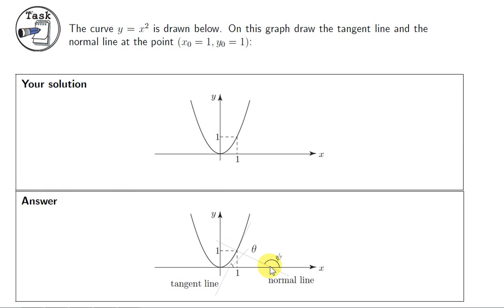Next, we will consider the idea of a normal line to a curve. Here we have the curve y equals x squared, and we're looking at the point 1, 1 on the curve. The tangent line is shown here. It goes through the point 1, 1. It's tangent to the curve at 1, 1. And the normal line is perpendicular to the tangent at the point 1, 1.